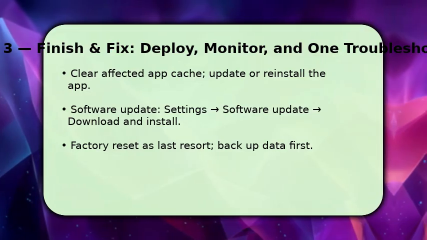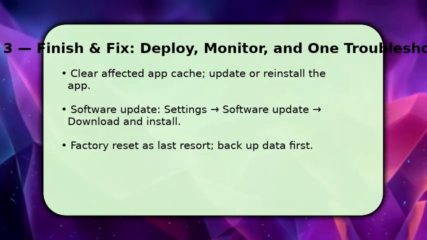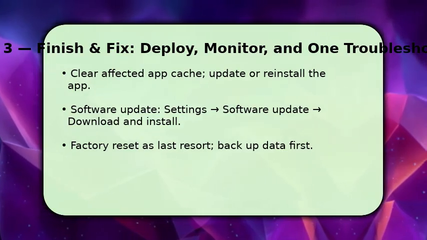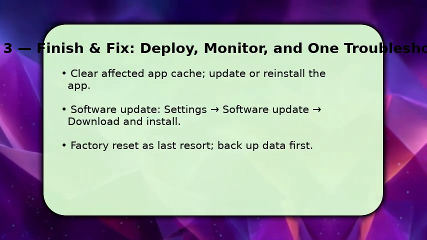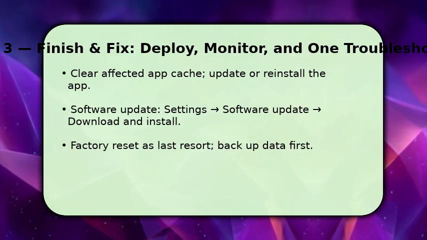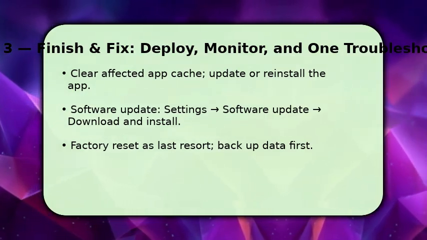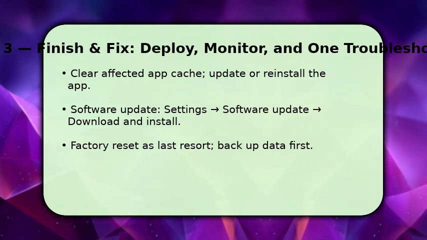If nothing works, back up your data and perform a factory reset as a last resort because it restores default audio configurations. One key troubleshooting tip: if audio still routes incorrectly, test with wired headphones. If they work, the issue is Bluetooth routing, not speakers, which directs your next fix.